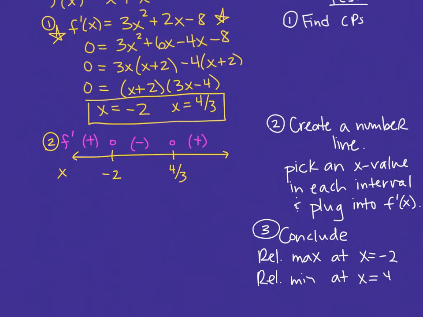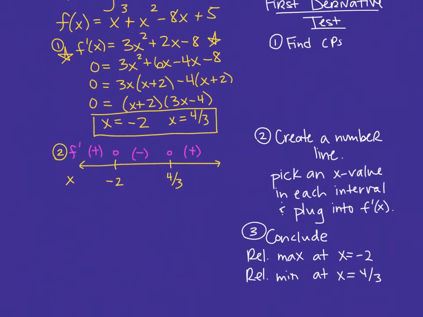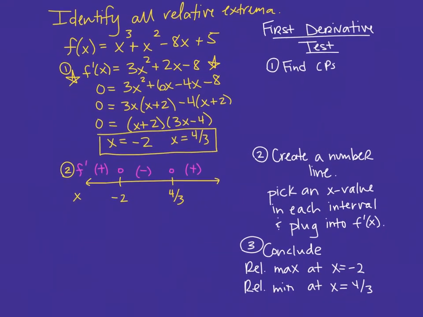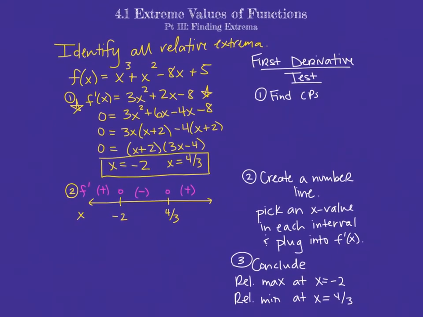at x equals 4/3. Now, can we find that maximum and minimum? Yes, we can find those values by plugging in -2 and 4/3 into our original function f of x. That'll give us the height of the function there, or the y value.